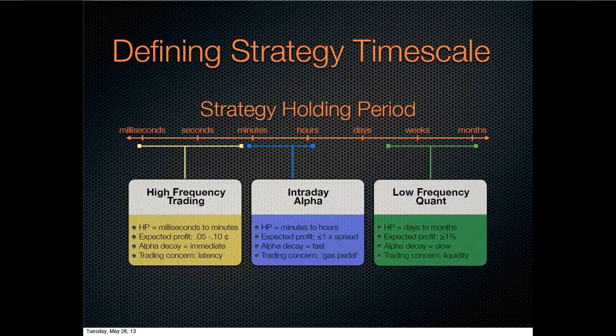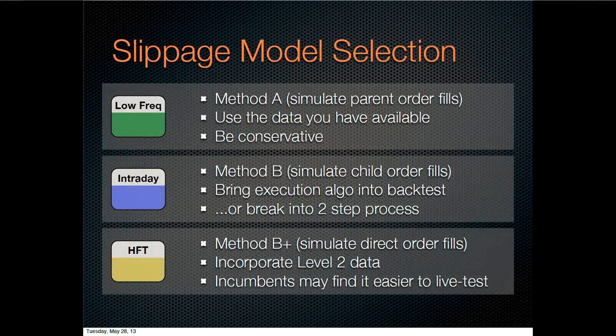And when you get into that kind of world, what you find is expected profits are much, much lower. Typically, your expected net profit might be less than a penny, or certainly might be less than 1 times the spread, and there tends to be a lot of alpha decay. And so, for those reasons, if you're doing a higher frequency type of strategy, you want to be using something like method B. Whereas if you're a low frequency person with holding periods more like weeks or months, then method A is totally sufficient, and you can be a lot more loose about how you do it. Just use the data you have available and be conservative.